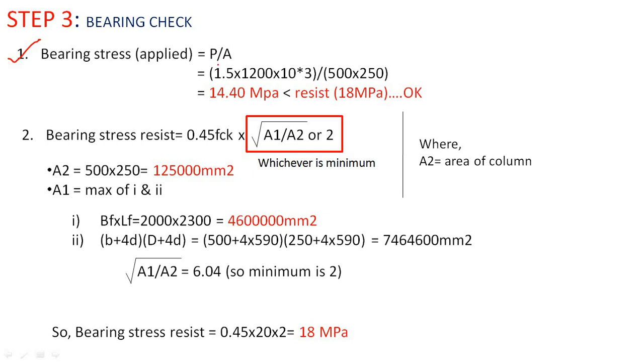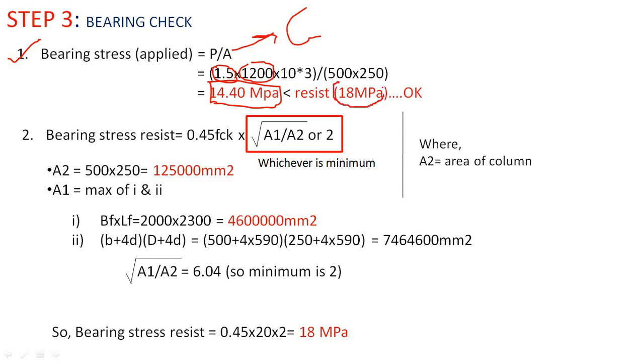So we'll multiply with factor of safety 1.5 into the load, which is 1200 into 10 raised to 3 divided by area. So in this case the area will be the area of the column. We'll use the area of column. So it is 500 cross 250 mm. So we have found the bearing stress as 14.40 MPa, which should be less than resisted.